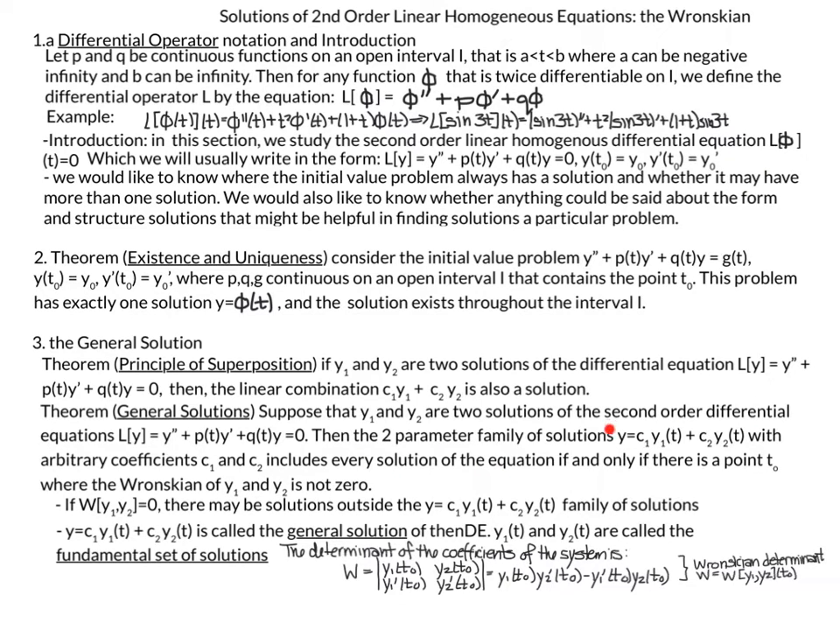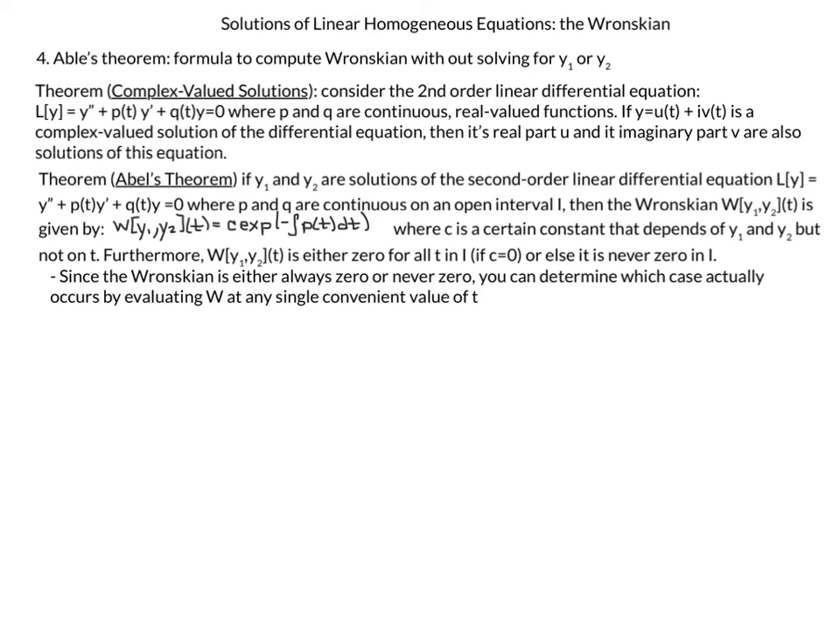So there are no solutions that don't have this form, except we have this condition, if and only if the Wronskian is not zero. And then we have two more theorems. The first one is the complex value solution, and this theorem we're actually not going to use really until the next chapter or next video. I'm not even going to read it, but it's here. And then the next theorem is Abel's theorem, which gives you a way of calculating the Wronskian without actually solving the differential equation. So again, we'll go through this with examples.